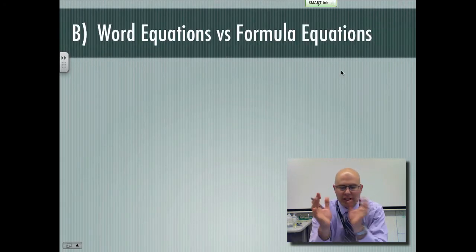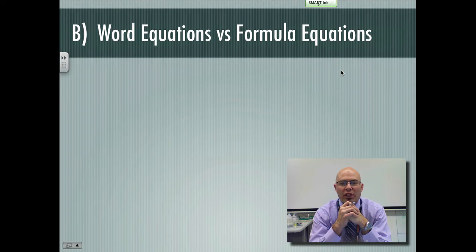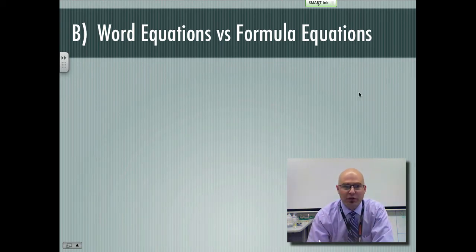Okay, so that's just some examples of evidence of chemical reactions. And now what we want to do is take a look at equations. The first thing I want to talk a little bit about is word equations versus formula equations. Just as the definition says, word equations are a way of writing out what's happening with words. Formula equations, of course, would be using formulas.